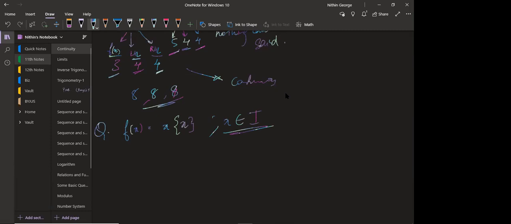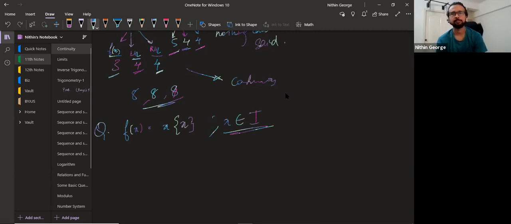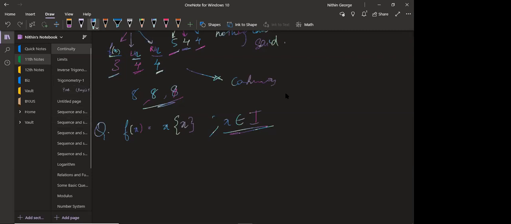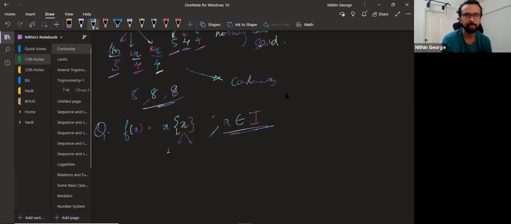Sir, is it discontinuous? This is discontinuous. Why do you say that? Because fractional part of x is discontinuous at integral points. Exactly. The LHL here will be 1 and the RHL, at any integral value, will be 0. So LHL is not equal to RHL. This is discontinuous.